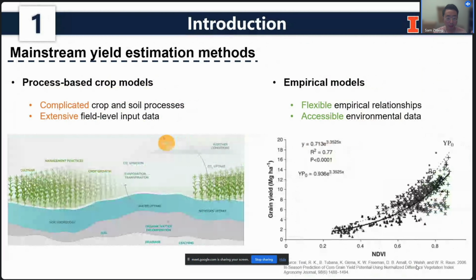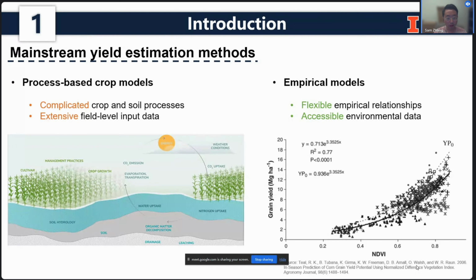I will first introduce some background information. There are two mainstream crop yield estimation methods. One is the process-based crop model. This usually incorporates many complicated crop growth and soil processes. They are usually quite accurate, but they need very extensive field-level input data to calibrate the models, because there are many parameters that are region-specific. So you need to calibrate those parameters when you apply your model to a new region. That requires a lot of work and has a limitation in terms of the data itself.